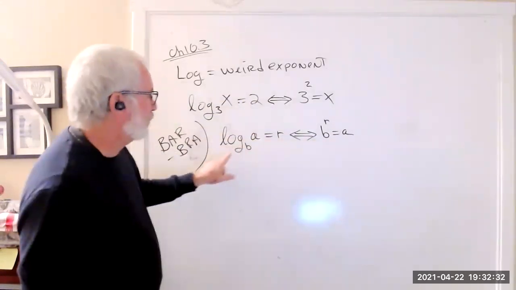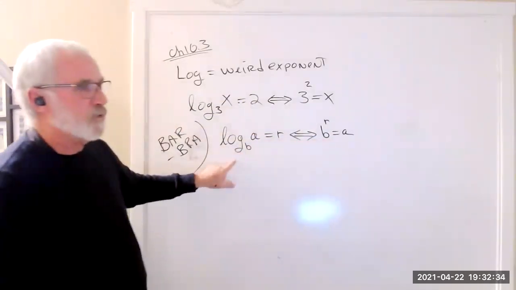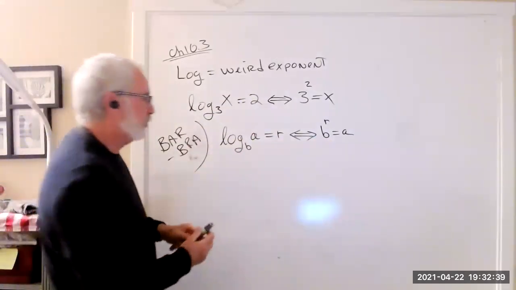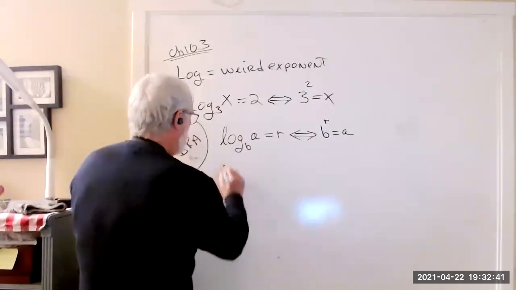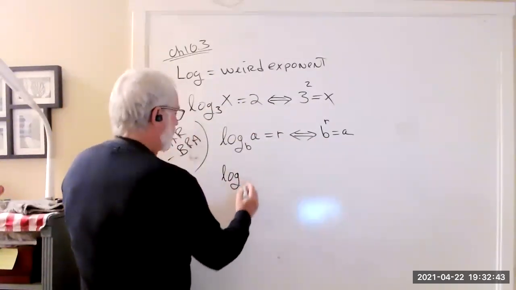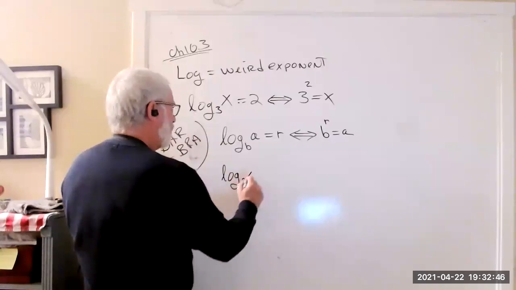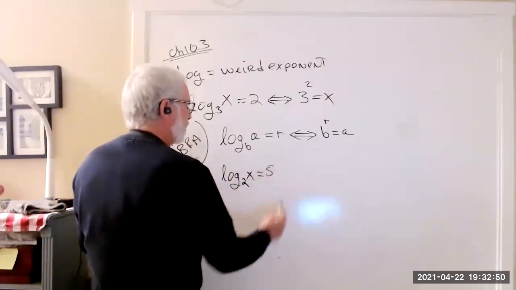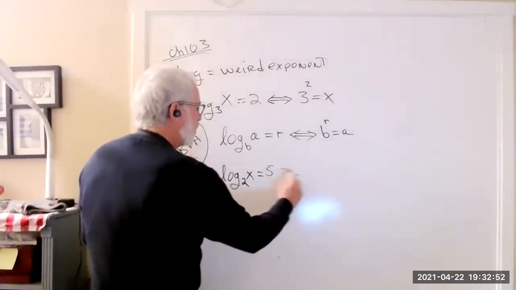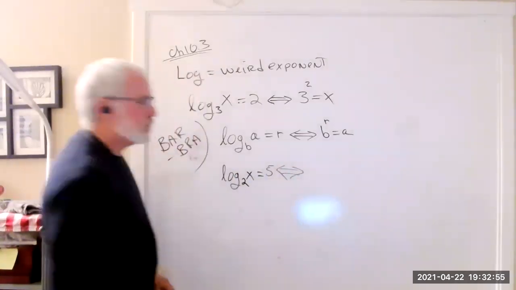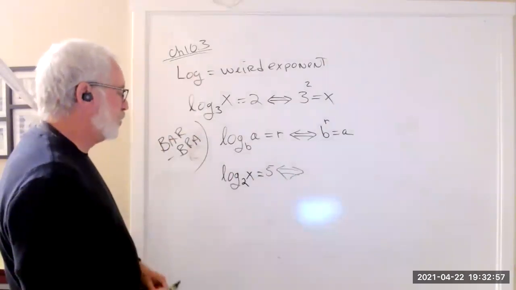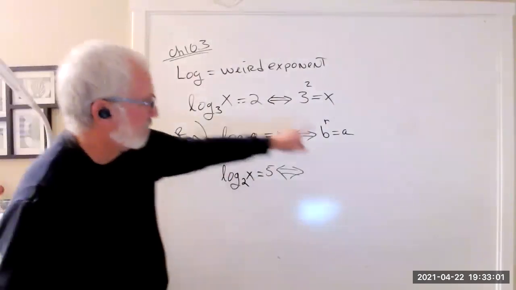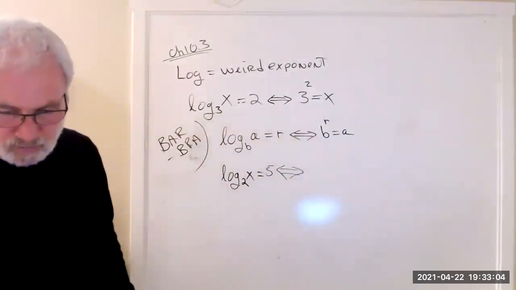Okay, this gives us a formula, a way to transpose an equation. So suppose I gave you log base 2 of x equals 5. Can you convert that into an exponential? Log base 2 of x equals 5. That's logarithmic. You write the exponential.